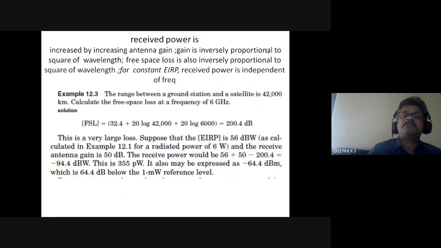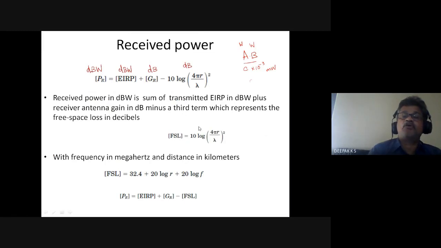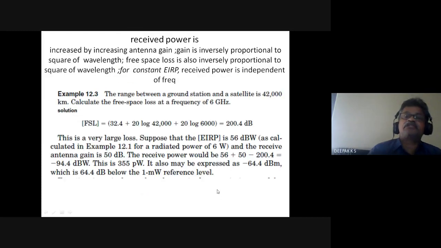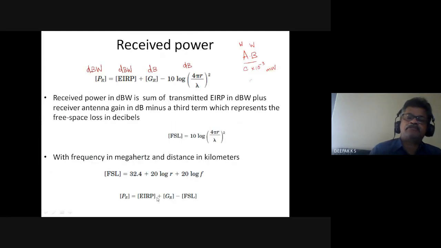Also, free space loss is also inversely proportional to square of wavelength. So when you subtract free space loss from gain, it becomes independent of frequency. So for constant EIRP, received power is independent of frequency, because this depends inversely on wavelength, and this also depends inversely on wavelength. It is in a linear scale, this by this, it will cancel out. It is in dB scale.